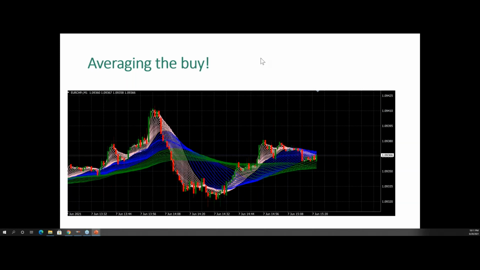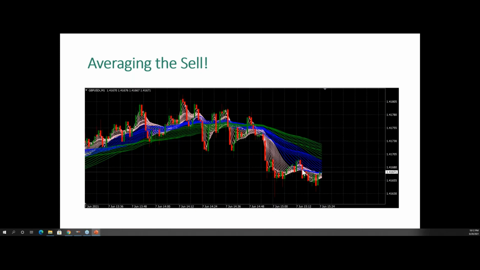So here, for example, averaging was when we made a buy when the pink was above the blue and green, but the market rebounded, reached again the green area and the blue area, so you do another buy. Here, for example, the sell, we sold, the market went against us, reached the blue area, you can average. And if it goes up further, you can also average at the green area.